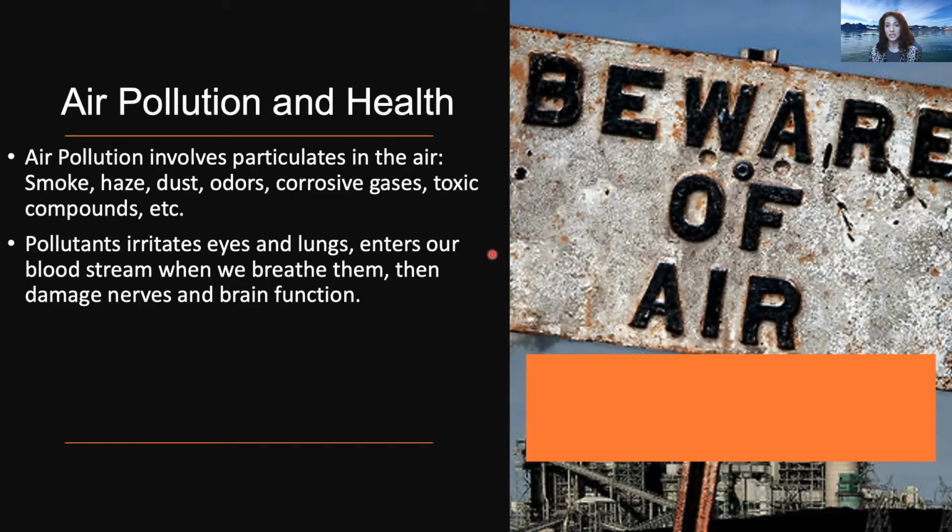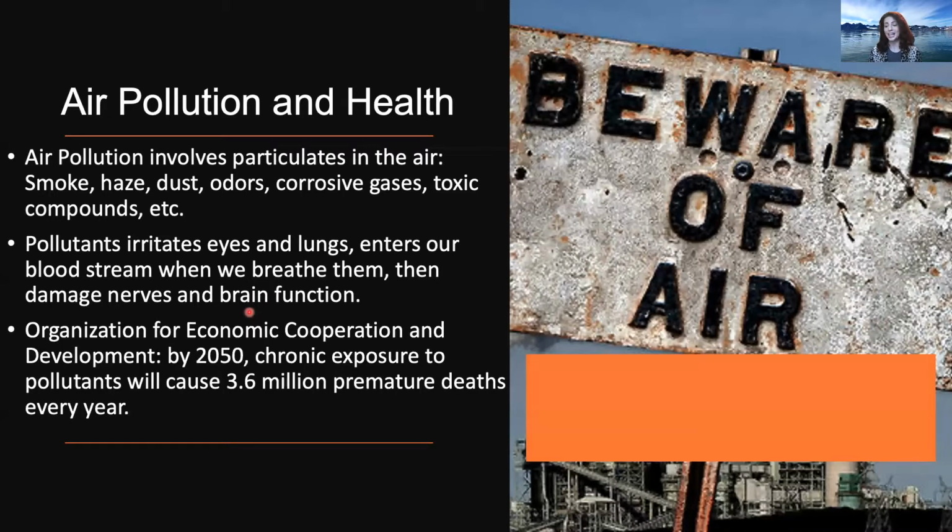And these pollutants cause a number of different bad things to our bodies, including irritating our eyes and our lungs. These pollutants can also enter our bloodstream when we breathe them in. So it's not just impacting our lungs, it also gets into our bloodstream. When it gets into our bloodstream, there's a real potential to cause perhaps permanent damage, in the way of damaging nerves and even brain function.